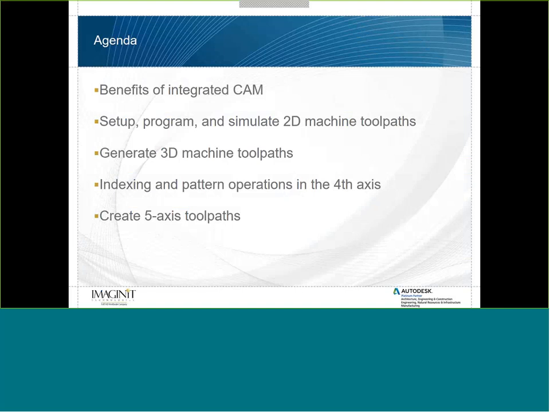So the basic agenda that we're going to follow for this is to talk quickly about the benefits of integrated CAM. Then we're going to go through setup, program, and simulate some 2D machine tool paths. Then we'll step over and generate some 3D machine tool paths. Then we will continue on up the dimensional stack, if you will, and look at indexing and pattern operations in the 4th axis, or around the A-axis. And we will also finish up by taking a look at creating some 5-axis toolpaths.